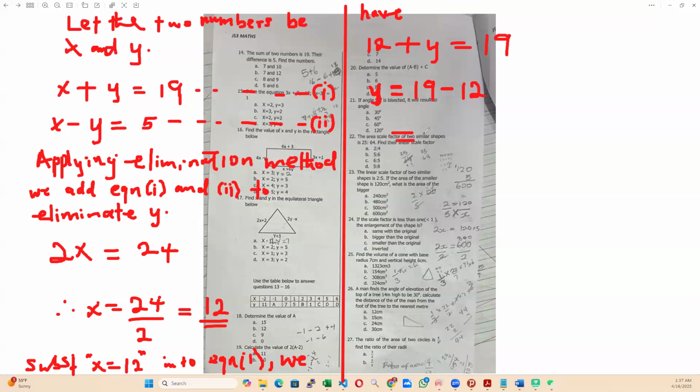So 19 minus 12 is equal to what? 19 minus 12 equals 7. So y is equal to 7. So at the end of the day, our answer is x equal to 12, comma, y equal to 7.